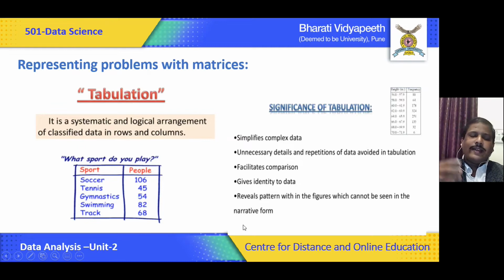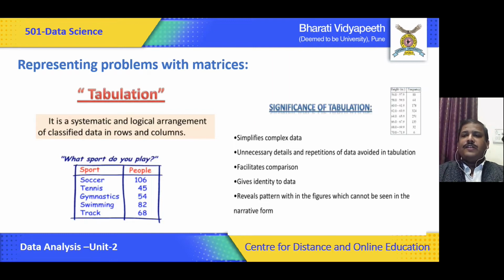So what is exactly the importance of this matrix format? Why do we need to represent this particular situation or information in matrix format? The significance of this matrix or tabular format is, first, simplifying complex data. Whenever you have complex data, you can represent it systematically in rows and columns, and it will be very convenient to visualize, to access, and to fetch.